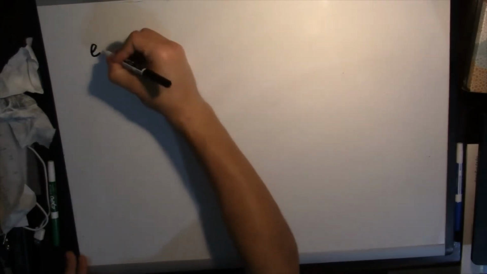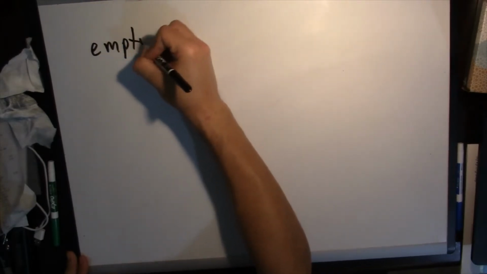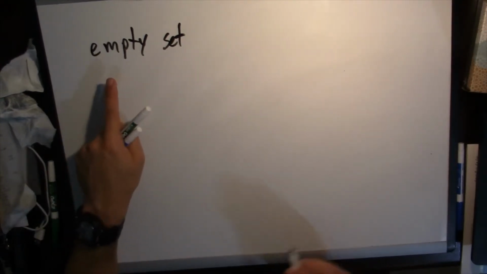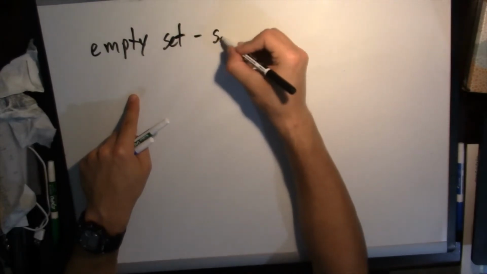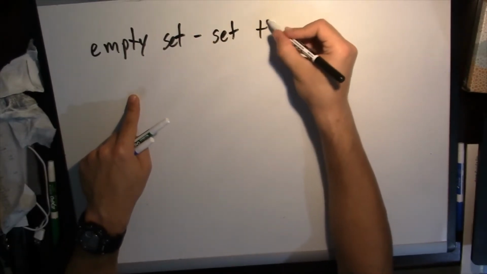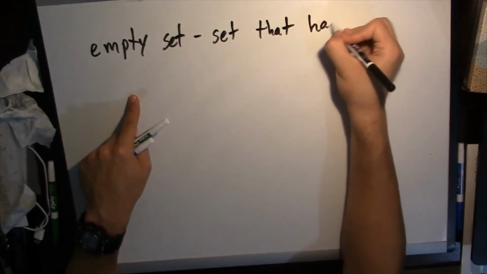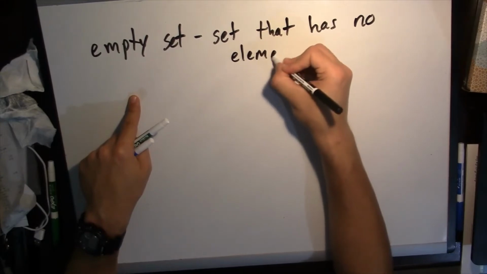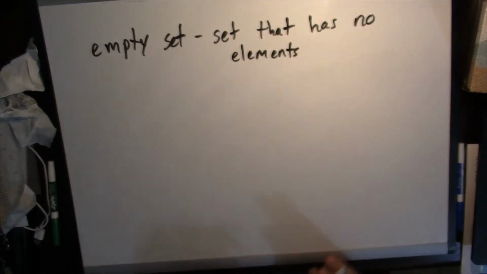Alright, the next thing we're going to talk about is special types of sets. And in particular, we're going to talk about a set called the empty set. Okay, now the empty set, you might already have an idea based on the name. The empty set is a set that has no elements. Okay, and there are two ways that we write the empty set.